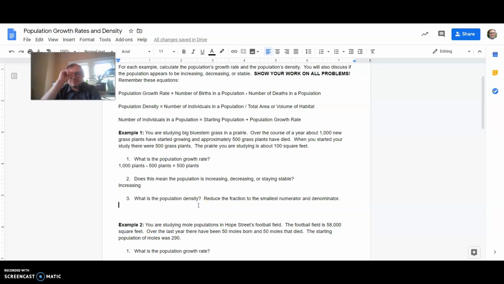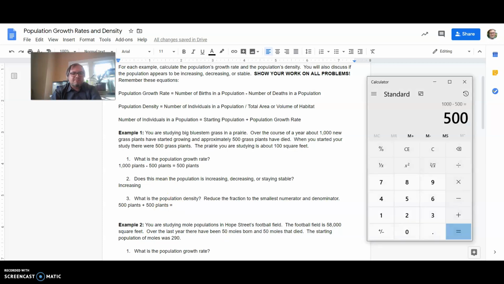So then this next part asks, what is the population density? Reduce the fraction to the smallest numerator and denominator. So again, we want to figure out what our current population is, so we'll want to calculate that first. When we started our study, it says there were 500 grass plants. So we know there were 500 plants at the beginning. And we're going to add our population growth rate to it, which again was a positive number. So 500 plants. And again, this one should be pretty simple math-wise, but I'm going to show you it.